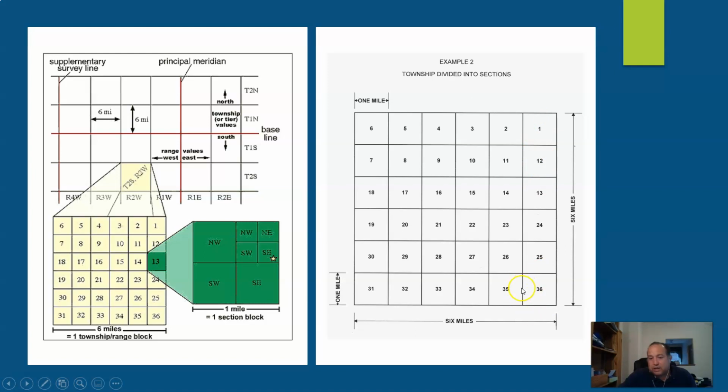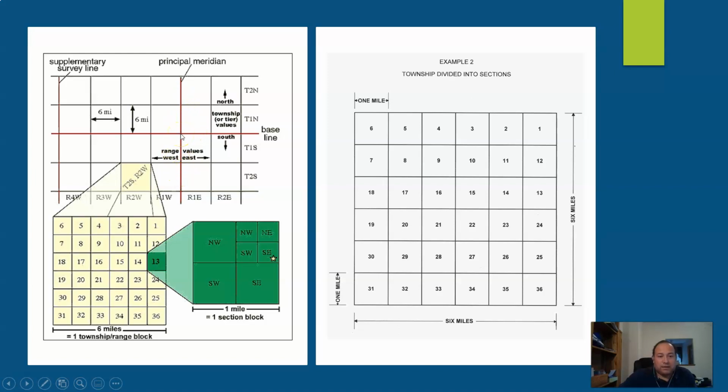And when they surveyed, they started from the south and worked their way north. So that is how they surveyed this piece of land. And each of these is 1 mile by 1 mile in a 6 mile by 6 mile township. And so if we make it pop out, we can see that we've got our baseline and our principal meridian.